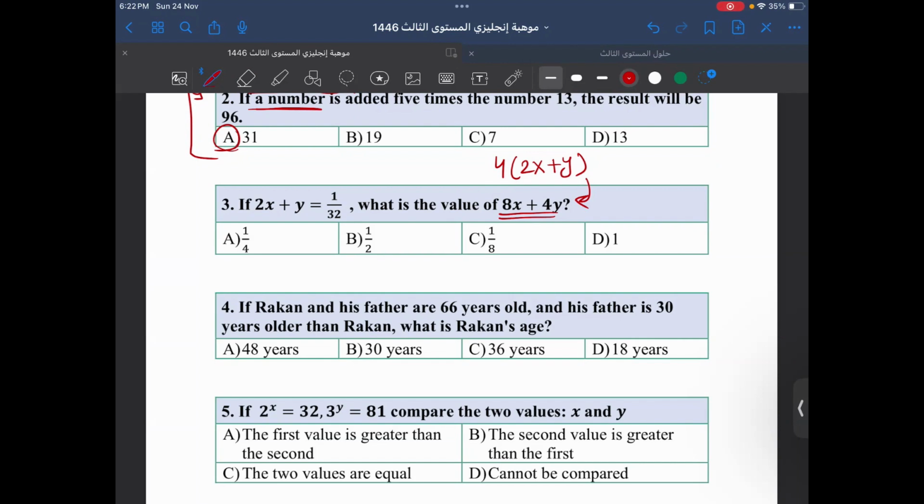Yeah, so it's equal. So now I have 4 times 2x plus y. Do I know the value of 2x plus y? No. But I do, because it's written here in the question. 2x plus y equals what? Oh, okay. Yeah. So here, since I know it, I can substitute it. Okay, I can remove this and write 1 over 32.